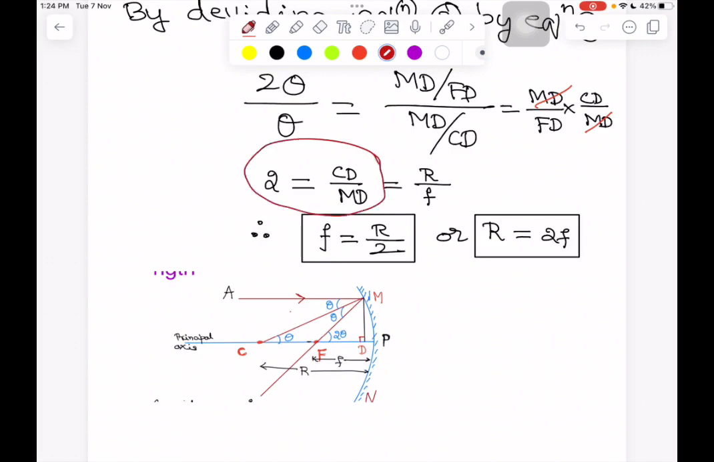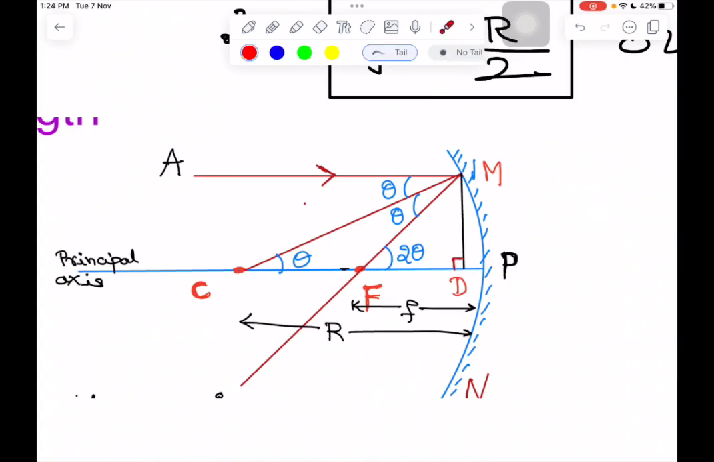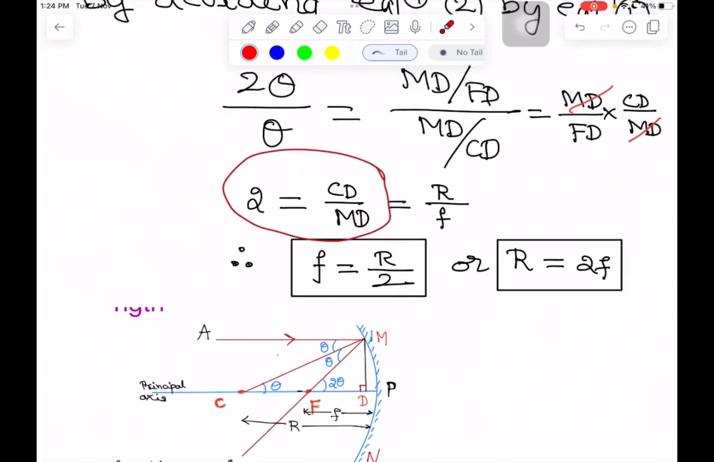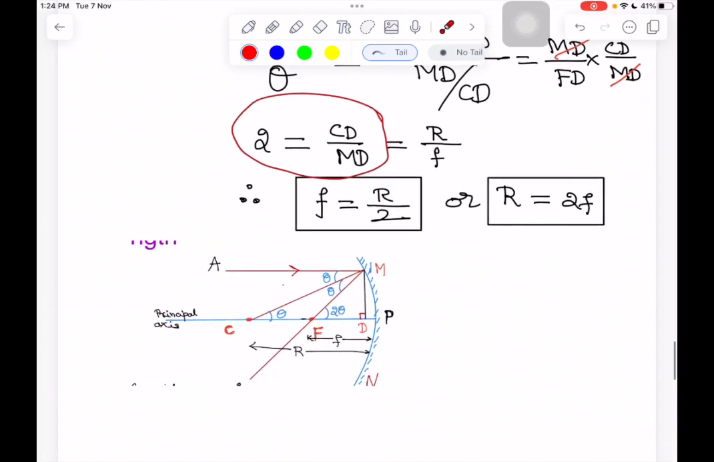What is CD? Here CD can approximately be taken as the radius of curvature. And what is FD? FD is nothing but the focal length, so FD is approximately taken as f. So CD by FD is equal to radius of curvature by focal length. If you cross multiply, you will get focal length is equal to half of the radius of curvature, or radius of curvature is equal to 2 times the focal length. Yes, this is the simple derivation.